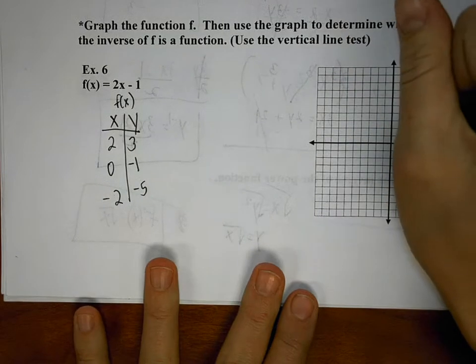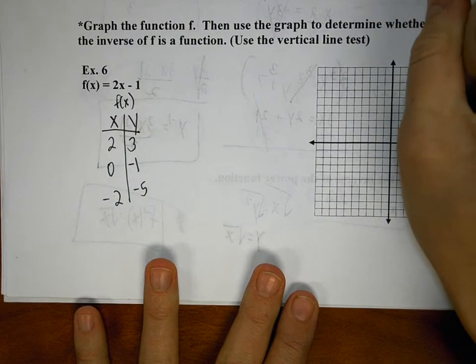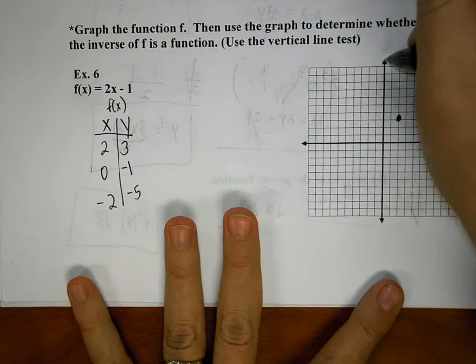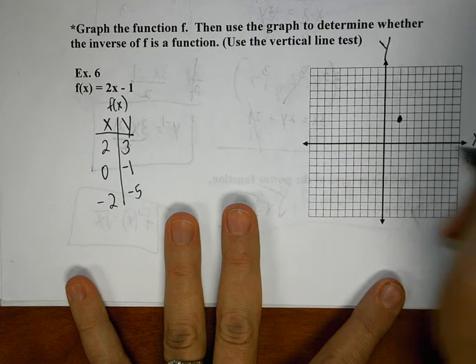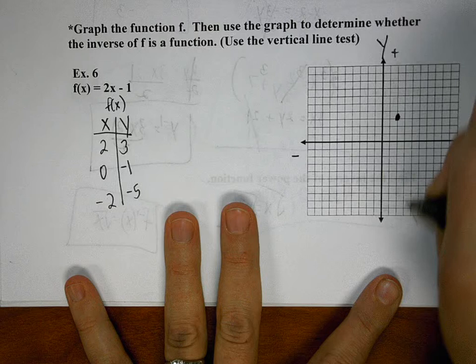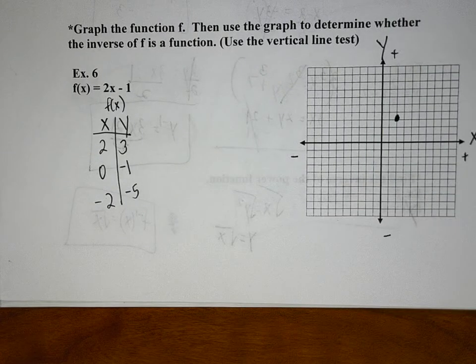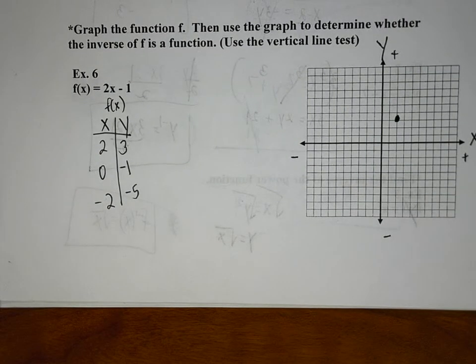So we go right 2, up 3. Remember, when graphing, your up and down is your y, your right and left is your x. Going right is positive, left is negative, up is positive, down is negative. Hopefully you're okay with plotting points. Okay.